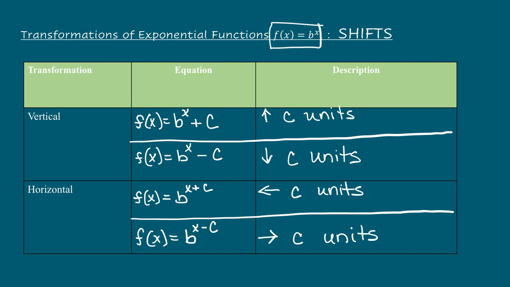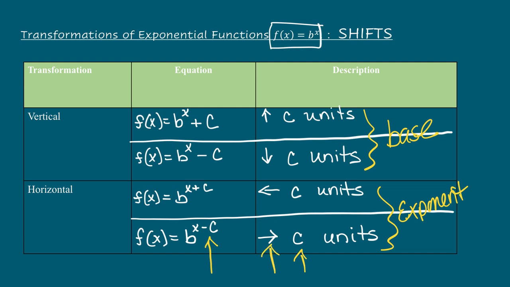So notice that the difference here is where those c units are being added. In this case, c units is being added to the base or to the entire function, but in this case, I am adding to the exponent. That's where the change is happening. Look back here at what I wrote down. I said when I subtract c, I go c units to the right, okay?